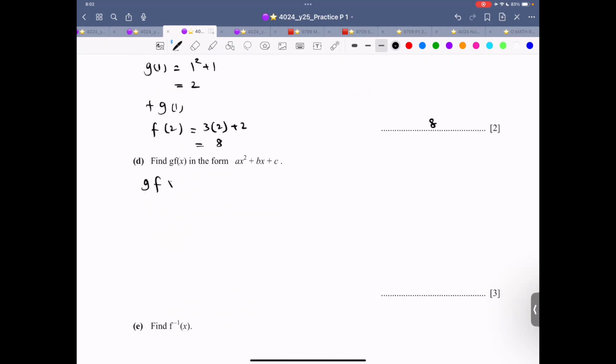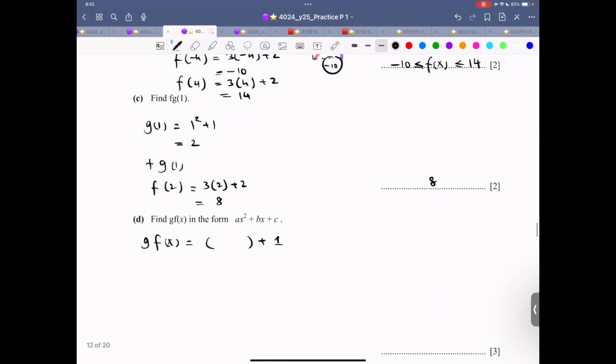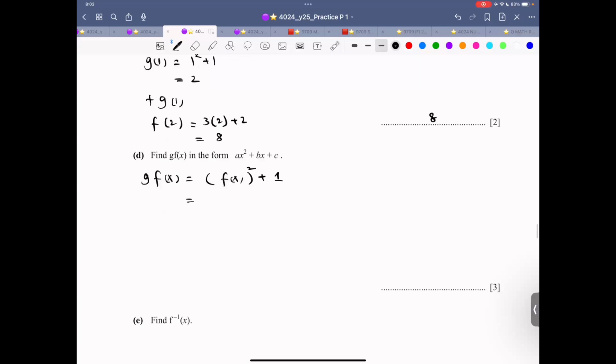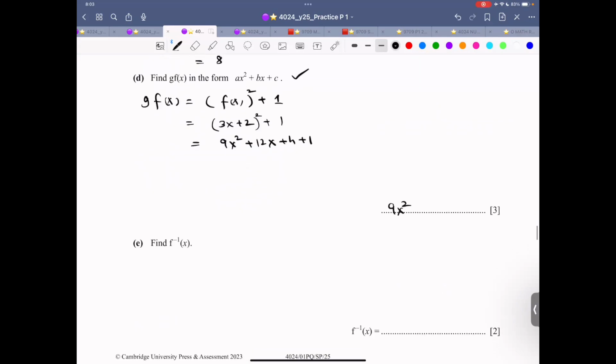Find g fx in the quadratic form. G of fx. That means inside g, you would put in fx. I think this is x squared plus 1. So this is fx whole square plus 1. That is 3x plus 2 whole square plus 1, since we want it in this form. So therefore, expand: 9x squared plus 6 plus 6, that is 12x, plus 4 plus 1, which is 9x squared plus 12x plus 5.